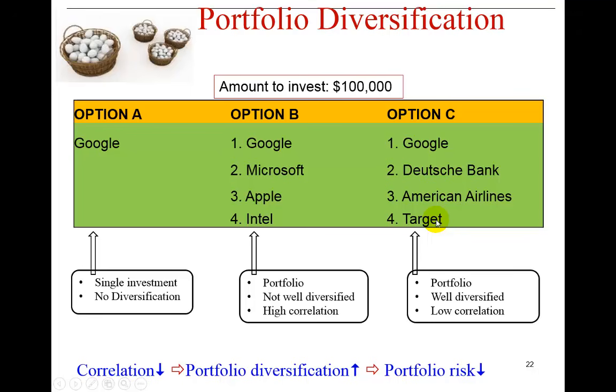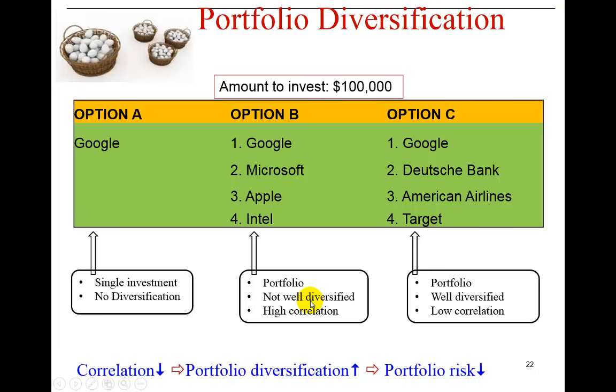Now, as you can easily see here, if you put all your $100,000 into portfolio A, which is a portfolio of one single security, there is really no diversification. If something goes bad with Google, you're going to lose everything you got. Okay, so let's step it up and consider portfolio B, which is surely a portfolio, but as you can see, this portfolio is not well diversified.